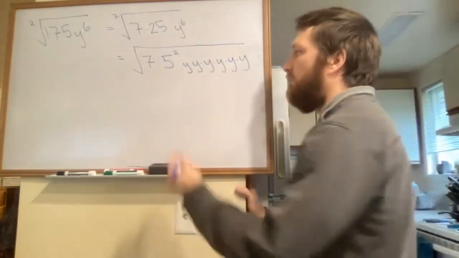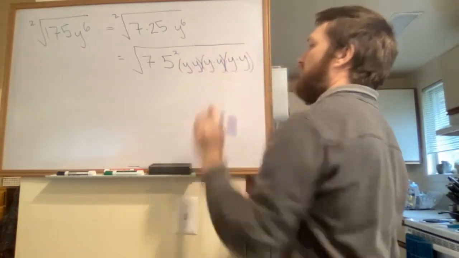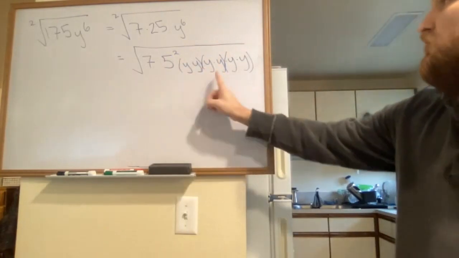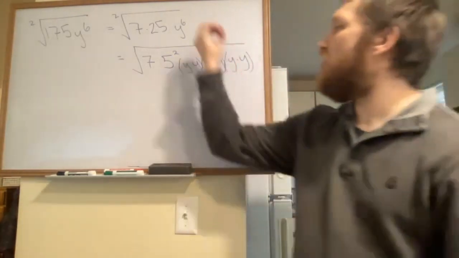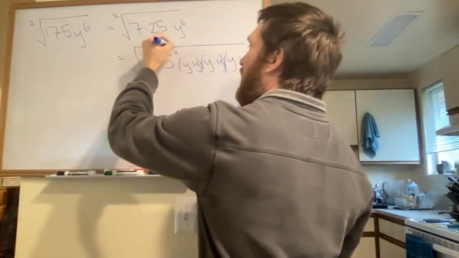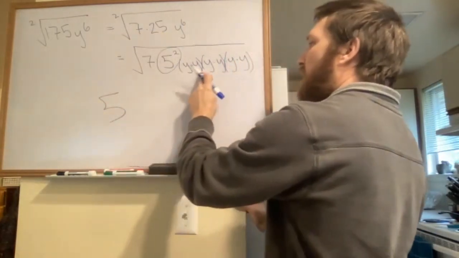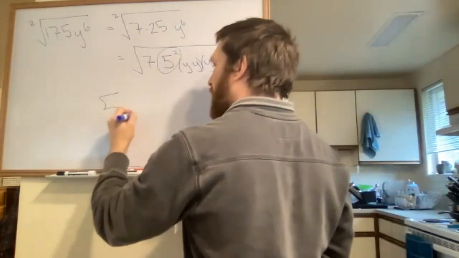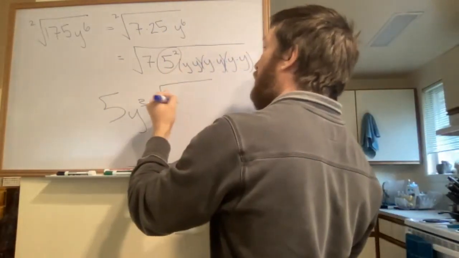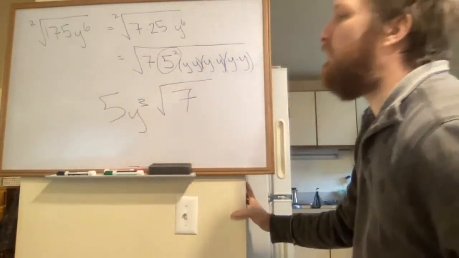And now I could just go, well, here's one group of 2. Here's 2 groups of 2. Here's 3 groups of 2. So it looks like I could pull out not 1, not 2, but 3 y's total. And we could just say, okay, 1, 5 comes out of there. 1, 2, 3 y's come out of there. And I'm left with, oh, looks like just a 7. And I would be wrong.